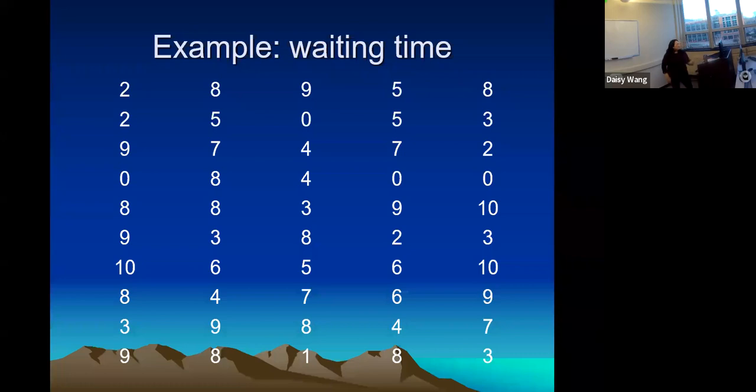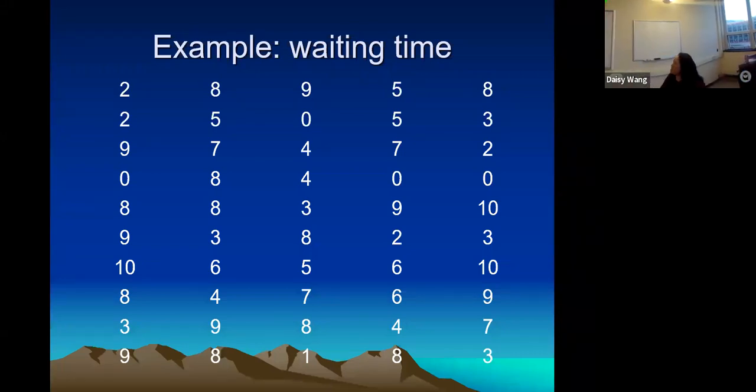So for example, I went to McDonald's to record the waiting time to be served on the drive-through. 2 minutes, 2 minutes, 9 minutes, 0 minutes, 8, 9, 10. Okay, so when we see this, does it tell you anything? You probably would like, oh, what is that? And then, okay, that's it.